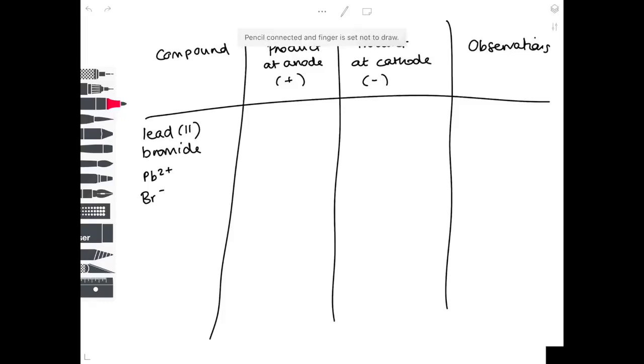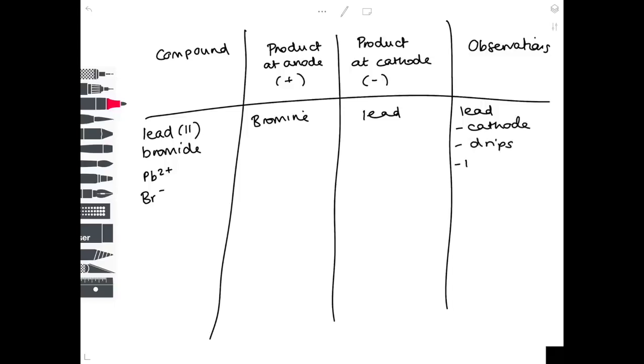So remember that opposites attract, which therefore means that at the anode you're going to produce bromine and at the cathode you're going to produce lead. The observations here are that the lead collects at the cathode and it literally just drips off in a molten state, whereas bromine gas is produced at the anode, which bubbles off.